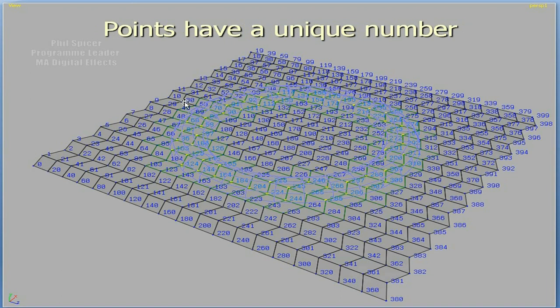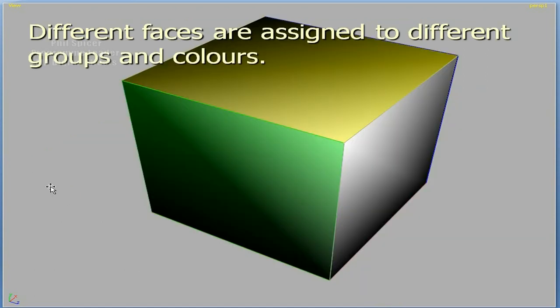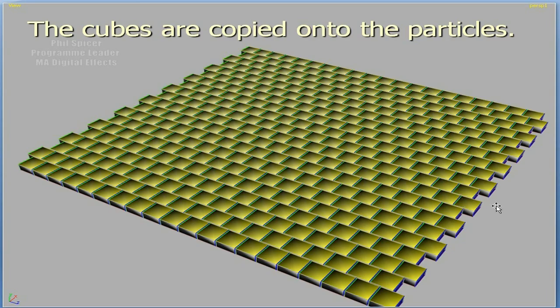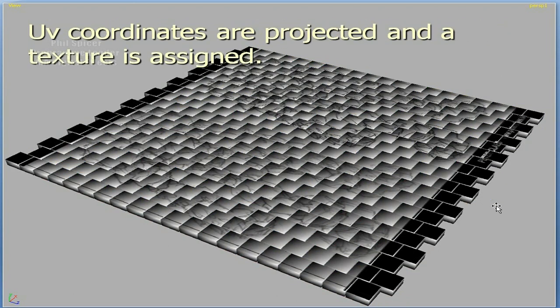The point numbers will become very important because we will be copying a box onto every single point and then driving those boxes. So in order to have a visual recognition of how the box's orientation is, we assign different colors to different faces of the box. Then the box is copied over the grid, onto the points, onto the particles. Texture is applied and UV texture coordinates are projected.